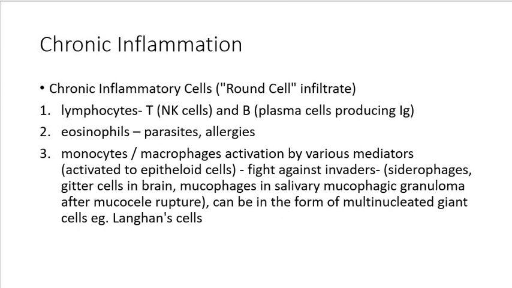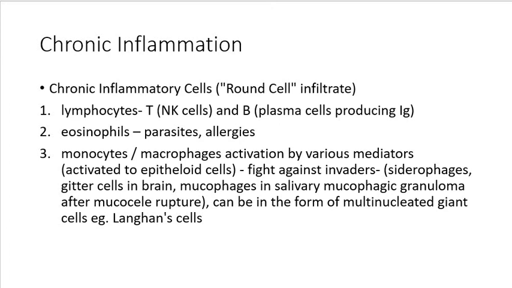What is of highest importance in chronic inflammation is the inflammatory cells, the type found. It's called round cell infiltrate, and what you will find is basically lymphocytes, both T and B, and eosinophils if the infective agent is a parasite or it's caused by an allergy, and monocytes and macrophages that are activated to epithelioid cells by various mediators.